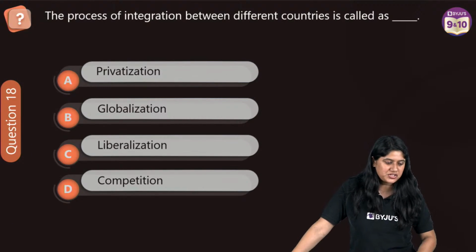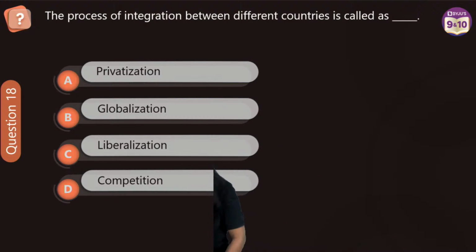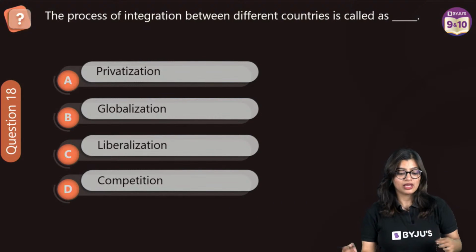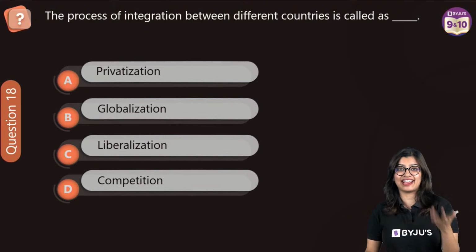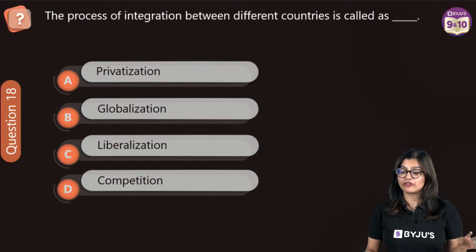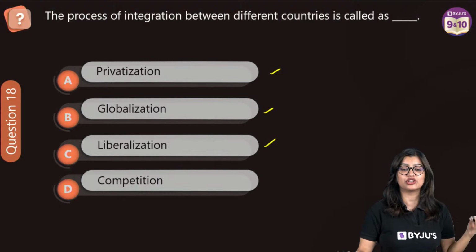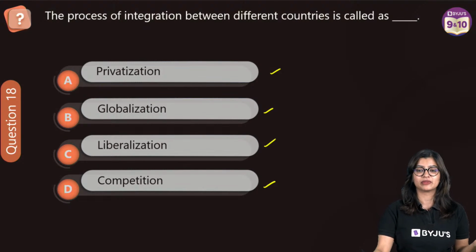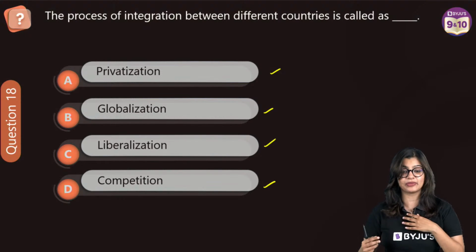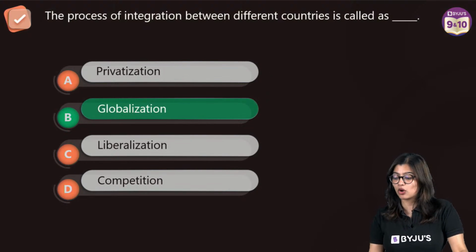Here, everyone, you have question number 18 and it's from economics. Okay, so this right here is a very simple one. This is a direct question, a definition based question, right? The process of integration between different countries is called dash. Is it privatization, globalization, liberalization, or competition? Very simple, directly off the textbook. Easy peasy, very good. This is what we call globalization.